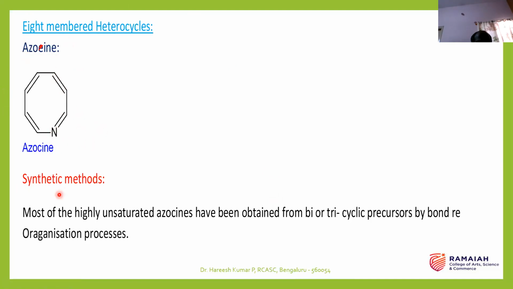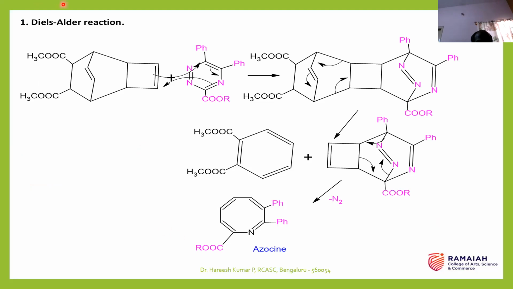If we are looking into the synthetic methods, most highly unsaturated azocines have been obtained from bicyclic or tricyclic precursors by a bond reorganization process. So let's take the first method. Here, this is a bicyclic compound. Here you have to observe only this 4-electron system, and this is a 2-electron system.